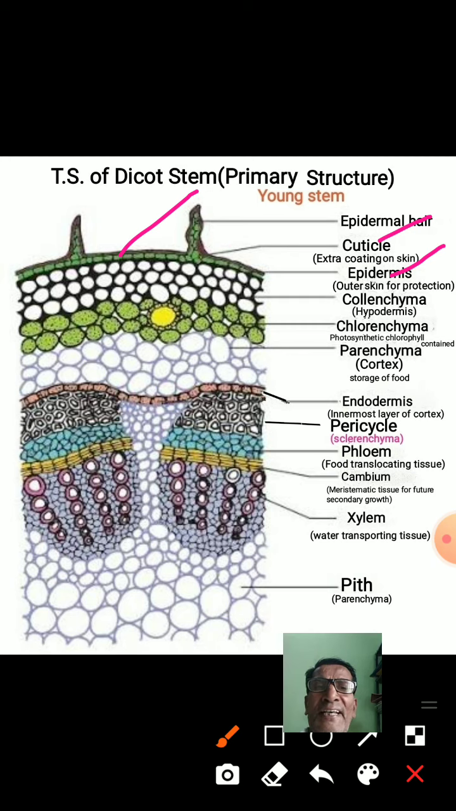We call it epidermis. Now, after the epidermis, there is a hypodermis. The second layer of the stem is called hypodermis. Hypo means below, and dermis means a layer, so the layer below the epidermis. This hypodermis is made up of a characteristic type of tissue called collenchyma. This is a collenchyma tissue.